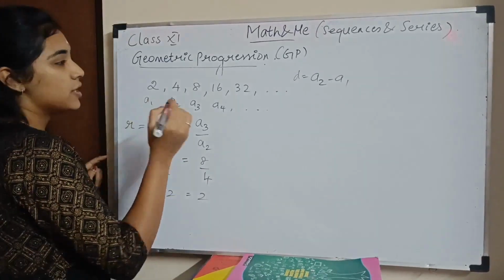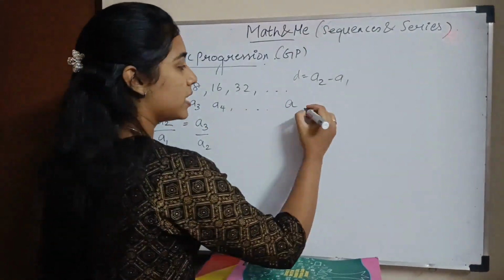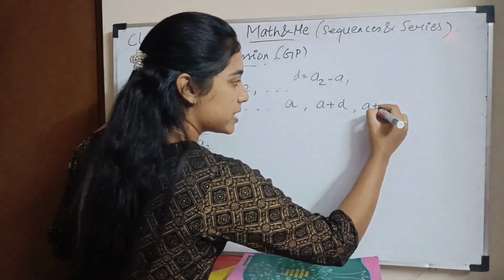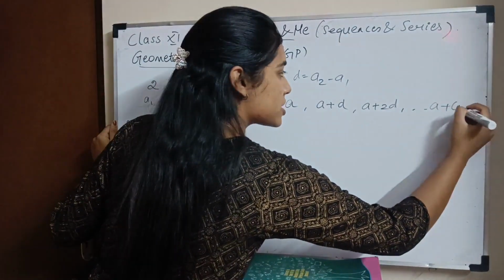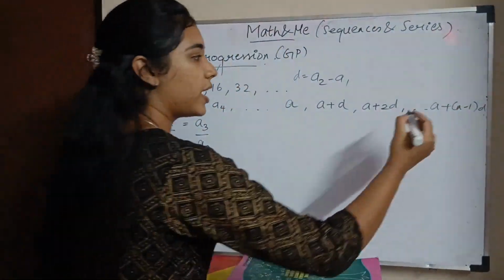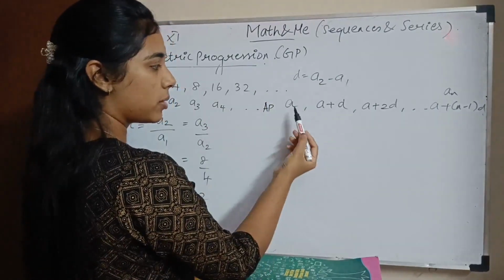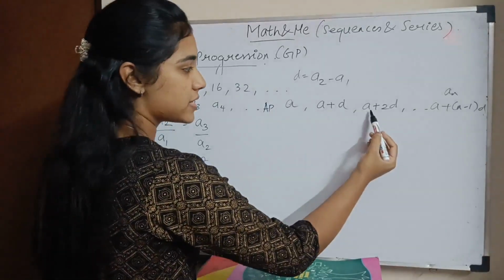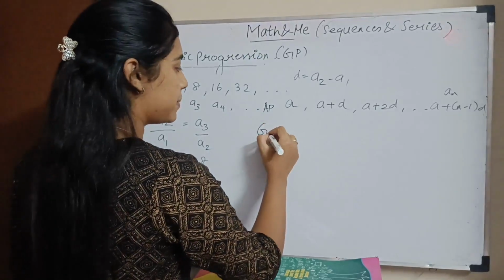Now in AP, how do we represent it? The first term is A. The second term is A plus D. The third term is A plus 2D. And the last term is A plus n minus 1 into D. This is your nth term. So this is AP: first term plus D, first term plus 2D, and we go on like this.